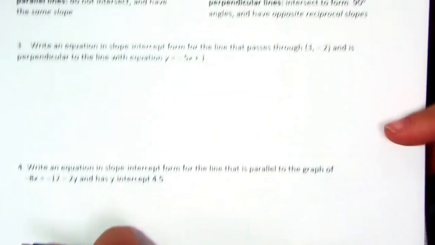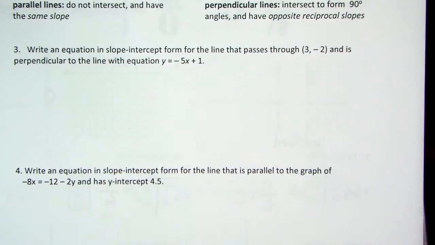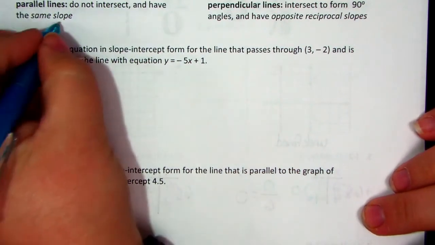Now that we can write an equation given some key points, we need to talk about what it means to be parallel and perpendicular. So parallel lines, they don't intersect and they always have the same slope. That's very important information for us to know. They have the same exact slope. So if I were you, I would maybe highlight or underline that information to remind me later. Same slope.